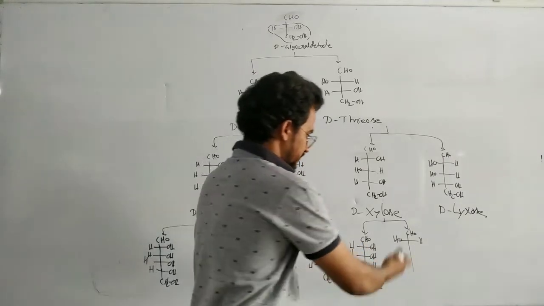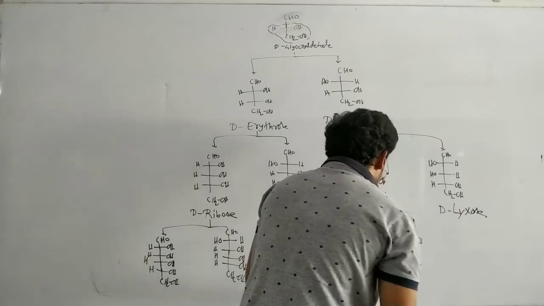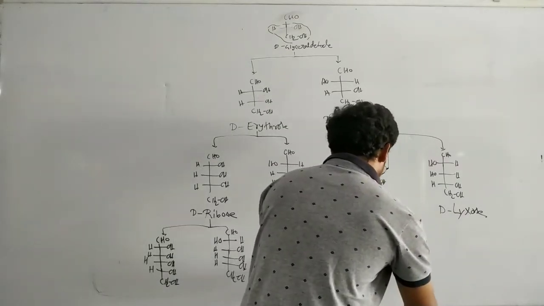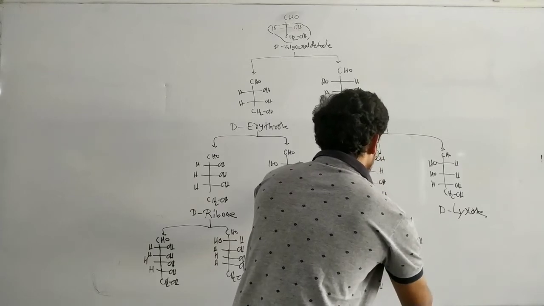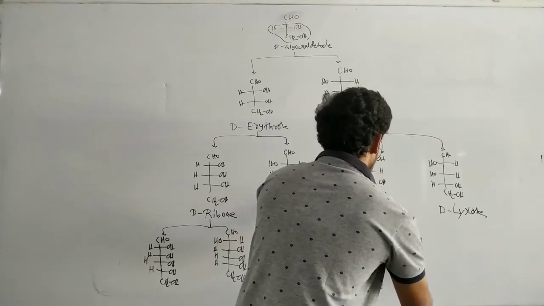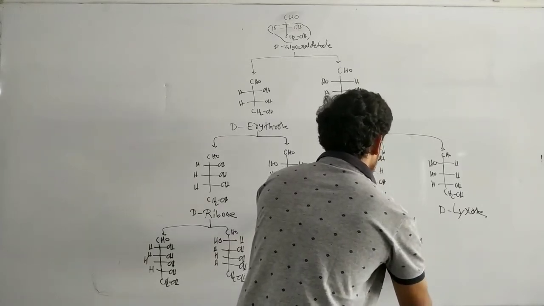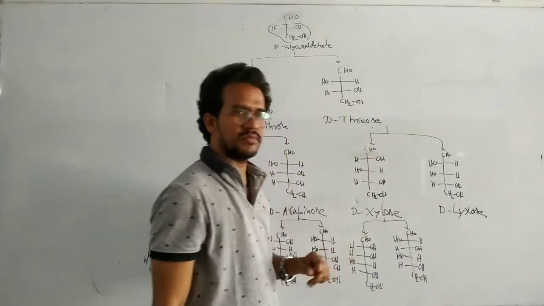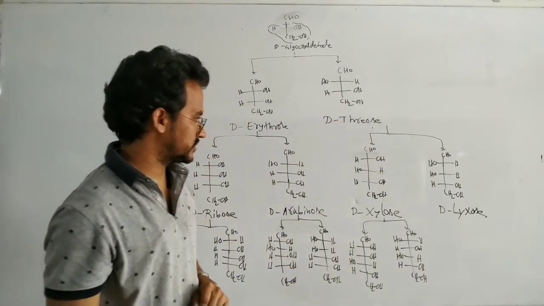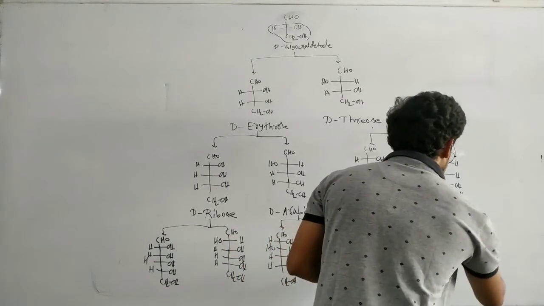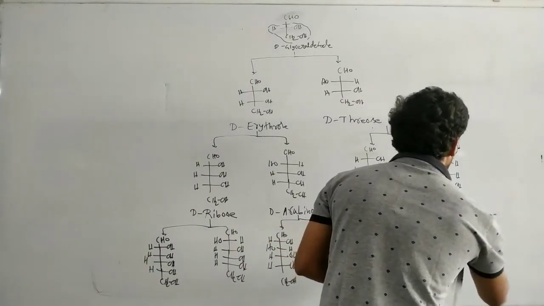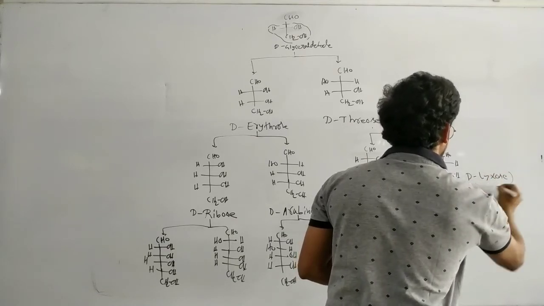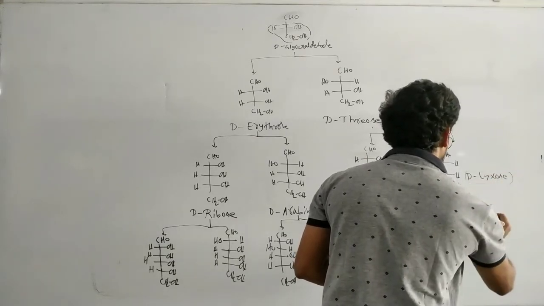Okay, next. Okay, remaining same. Okay, now? So here hydrogen, OH, here OH hydrogen, this hydrogen OH and CH2OH. Okay, so write down this one. And next here another two. Okay, this is D-lyxose, and from this one another two.